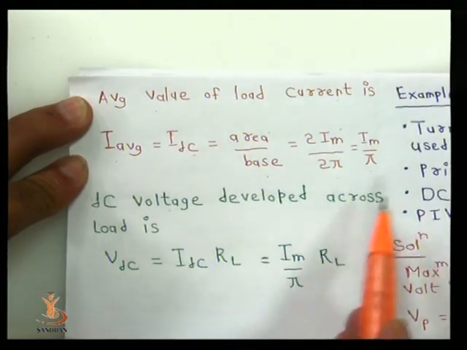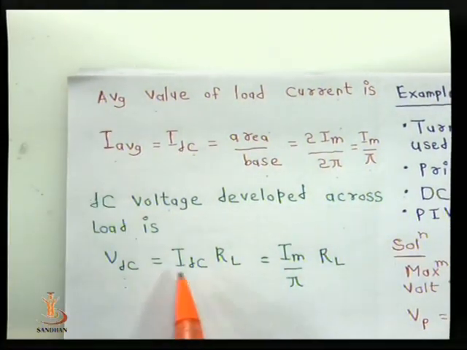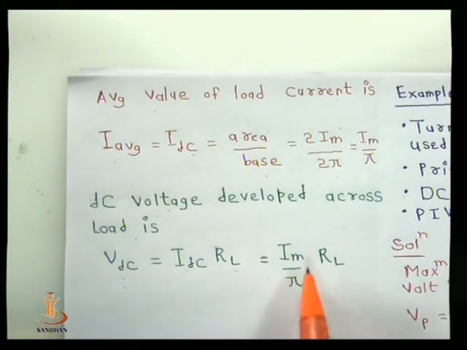So the DC voltage developed across the load is VDC equal to IDC into RL equal to Im by pi into RL.